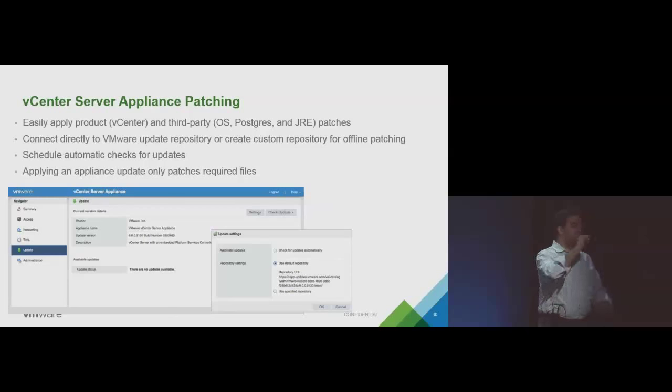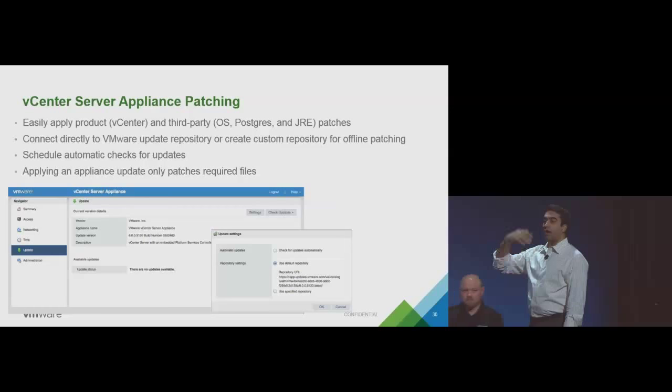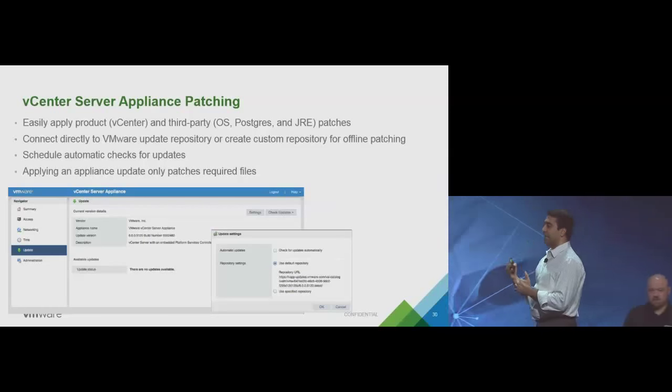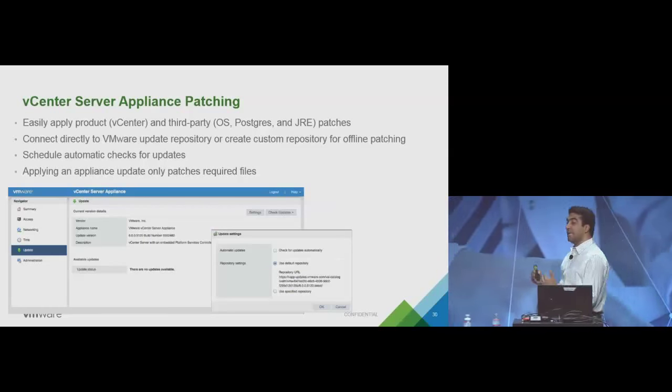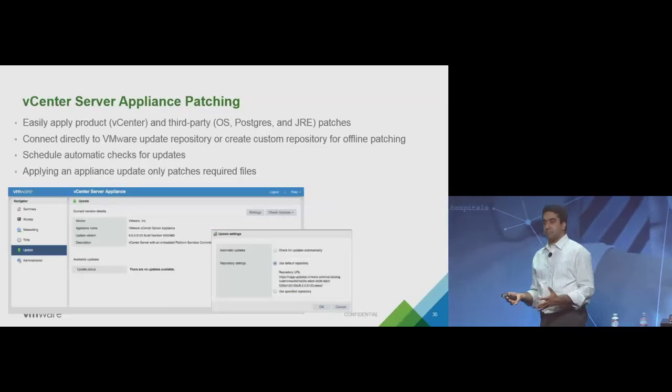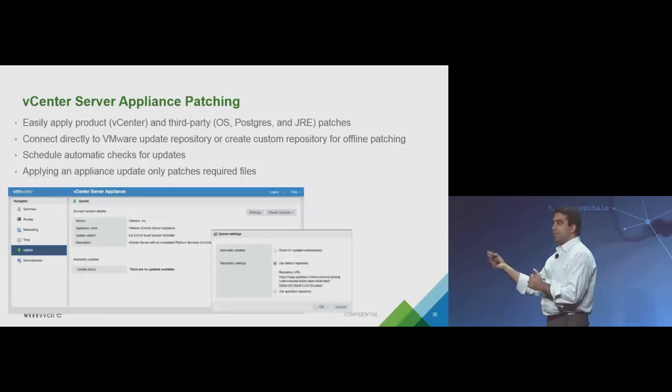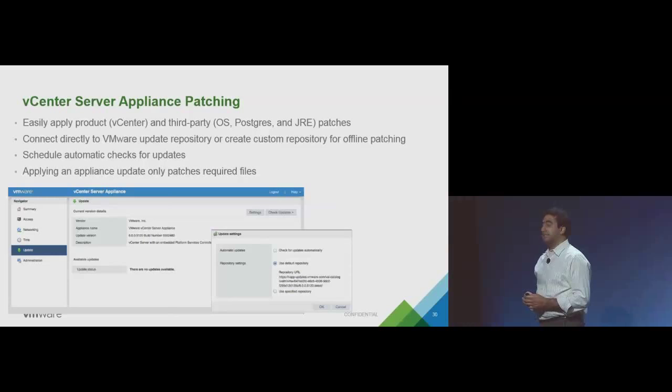So you just go to the appliance management UI, connect to the VMware repository, and it will automatically let you check which updates are available in the repository and apply them. If you don't want to use the VMware repository, or you want to be in an offline mode, like you don't have internet connectivity for every vCenter box, then you set up your own custom repository, and you could then use that custom repository for updates as well, right?